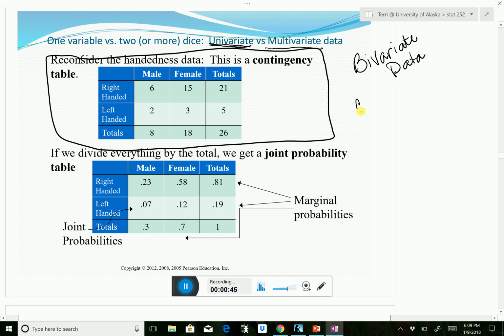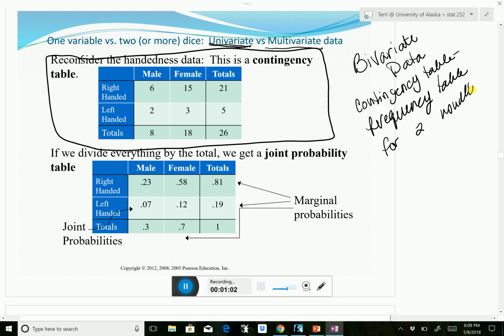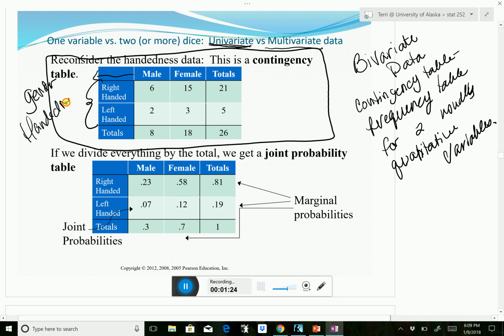And in the case of a contingency table, it is a frequency table for two, usually qualitative variables. So you'll notice these are both here. This variable right here is called gender. And then we have a variable here we're going to call handedness.